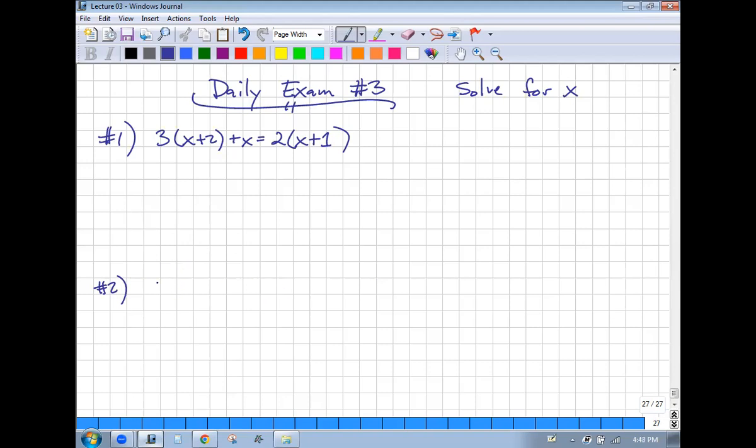Now let's do 3 halves times x plus 2 plus x over 3 equals 2/3 times x plus 1. Looks a whole lot like the first one, but there's fractions in there. First thing I do is get rid of the fractions, because fractions suck. I think we can all agree on that. And that's it. Get that in by midnight. Any questions?